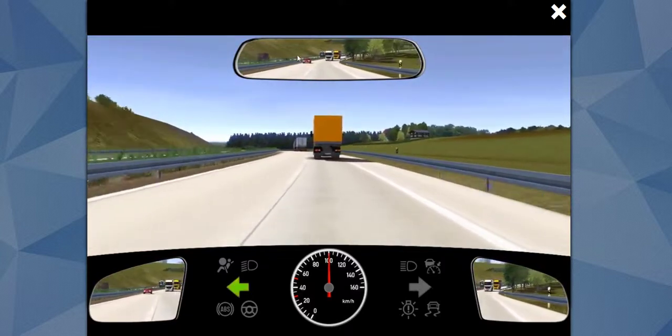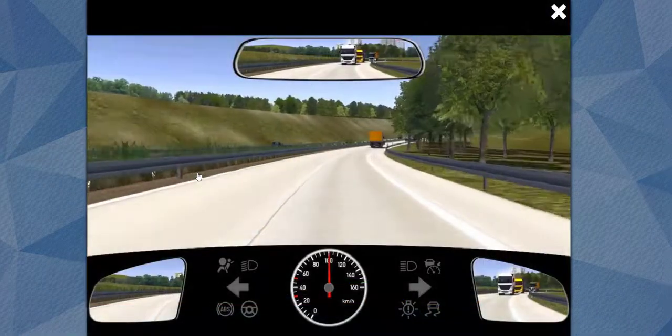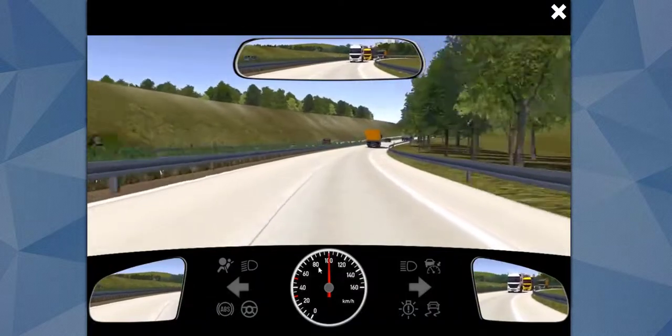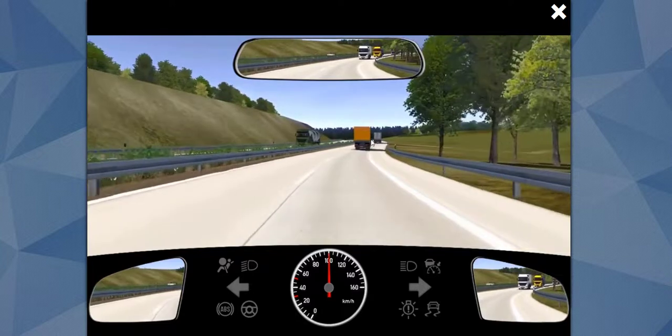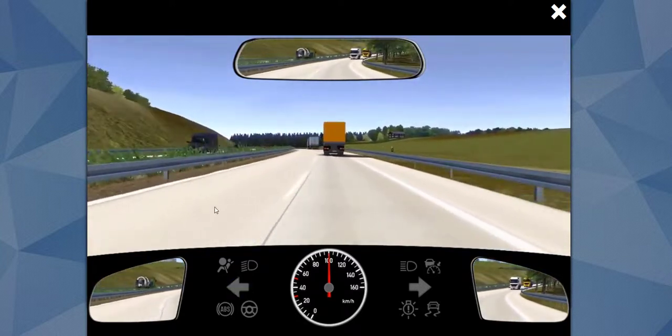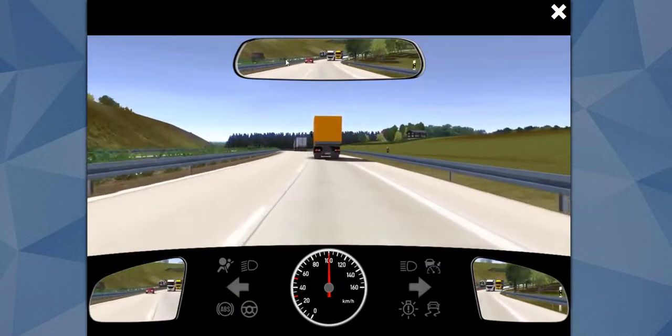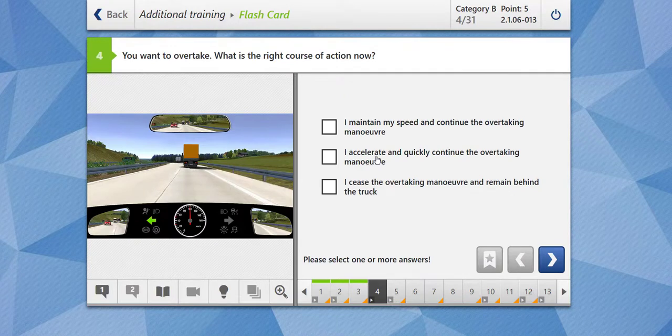But what we see, a red car is approaching at a high speed. Let's play it once again. So we are traveling at 100 because of this yellow truck, and we want to overtake the truck. So we want to move towards the left-hand lane. But what we see in the central mirror, the red car is approaching very fast. So two problems. You want to overtake. What is the right course of action now?